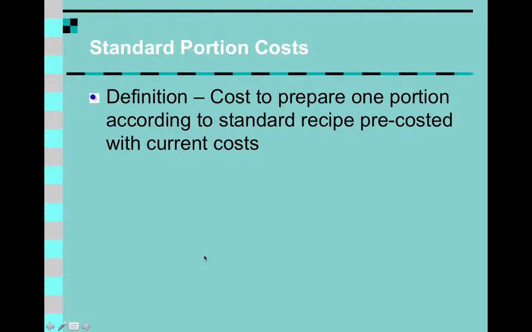Okay, welcome back. This should be the last video for this module. We're looking at standard portion costs. The definition of standard portion cost is the cost to prepare one portion according to our standard recipe, pre-costed, with current cost.